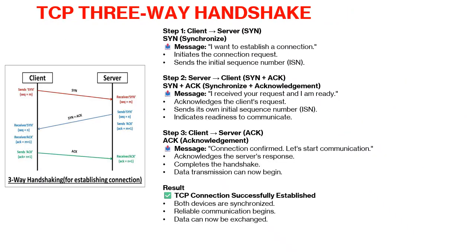Now, let's understand the three-way handshake. This process consists of three simple steps. Step number one, the client sends a SYN packet to the server. SYN stands for synchronize. This packet simply means I want to establish a connection. Along with this request, the client also sends its initial sequence number, ISN. Step 2. After receiving the SYN packet, the server replies with SYN plus ACK. ACK means acknowledgement. The server is basically saying, I received your request and I am also ready to communicate. At the same time, the server also sends its own initial sequence number.